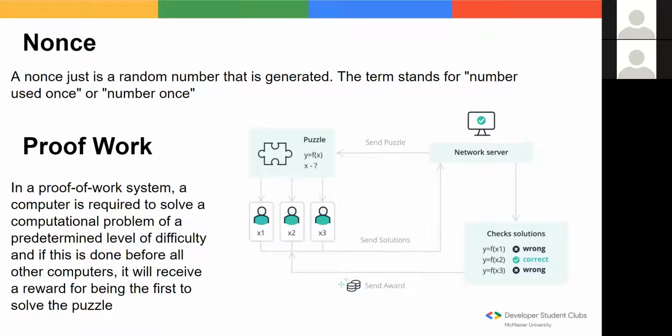So that was for nonce. It's actually a very simple concept, but it's very interesting, like the reason why we use nonce. And proof of work is a system, so you can look at it as this.